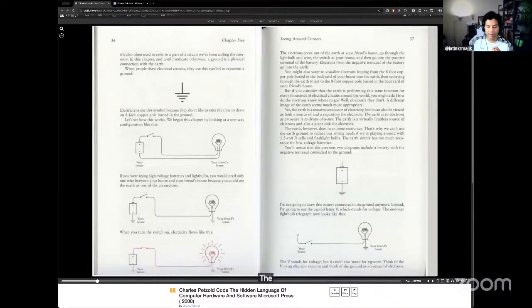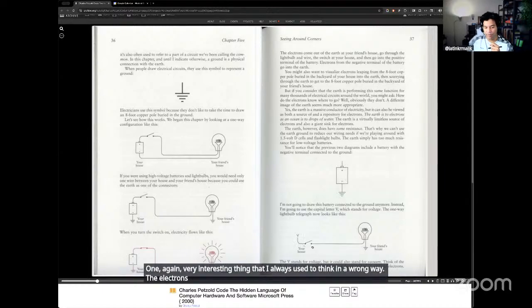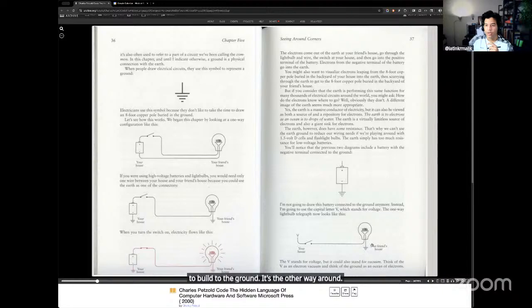The V stands for voltage, but it can also stand for vacuum. Think of V as an electron vacuum and think of ground as an ocean of electrons. Here is another very interesting thing that I always used to think about in the wrong way: the electrons are not flowing from battery to bulb to the ground. It's the other way around. Your electrons flow in the opposite direction of your electricity.